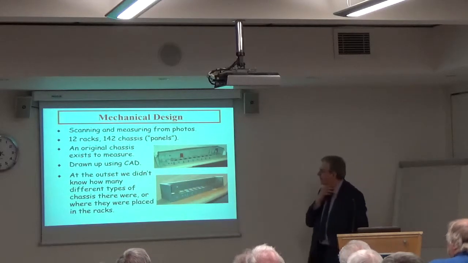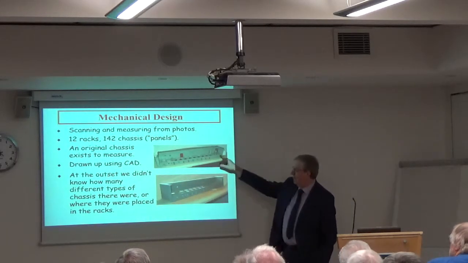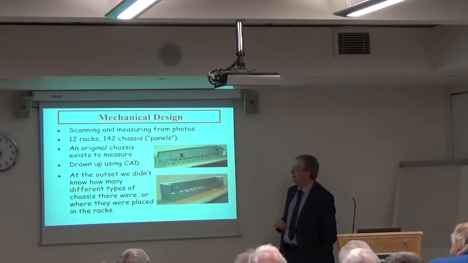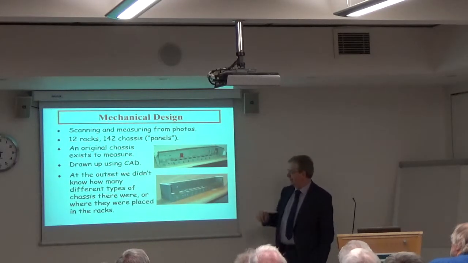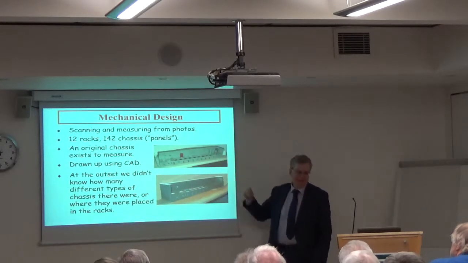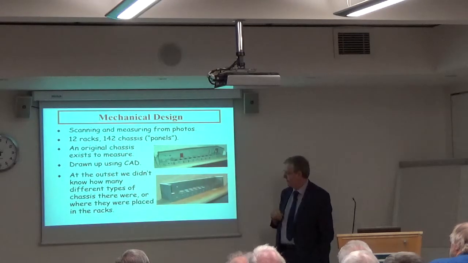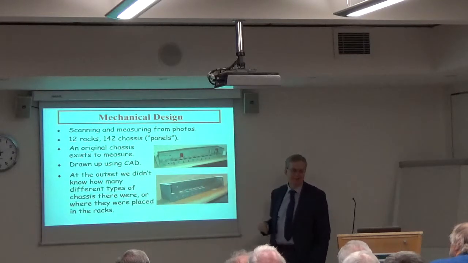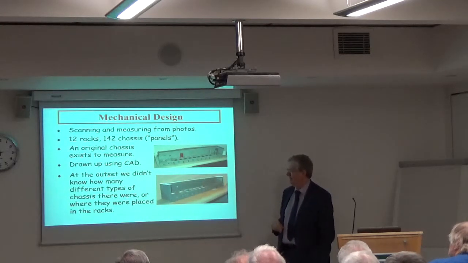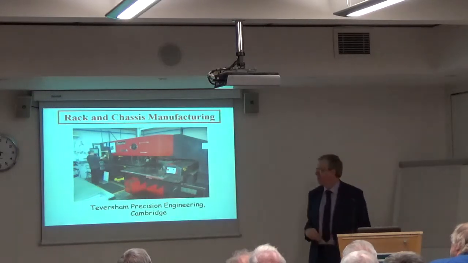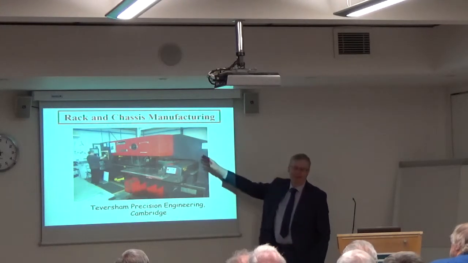Mechanical design was helped significantly by the fact there were surviving chassis. They called them panels in EDSAC. So we could measure this. We drew it up using computer-aided design. We didn't know how many different types of chassis there were in the EDSAC when we started. So we essentially designed a generic shelf and then put an overlay of holes and things to be punched in it. And we went to a local engineering company in Cambridge, Cambridge Precision Engineering, who would make these things for us.